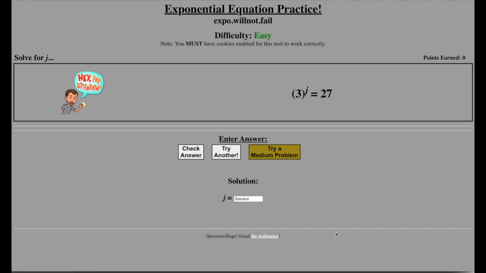As you get the problems correct, you're going to earn points. The harder the difficulty and the fewer the guesses, the more points you earn.